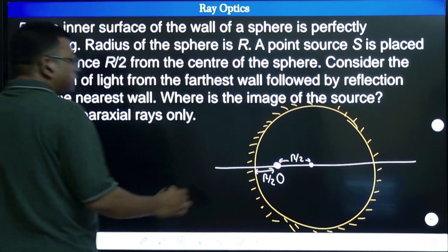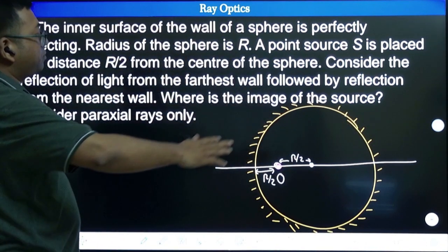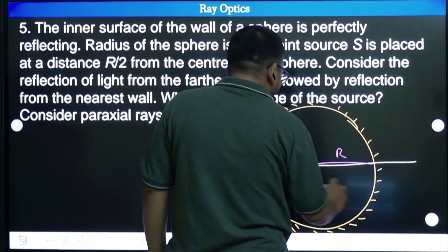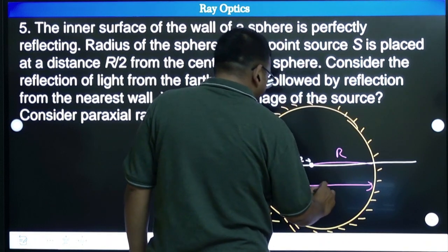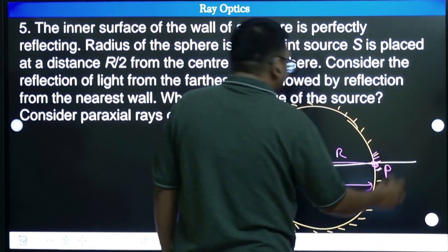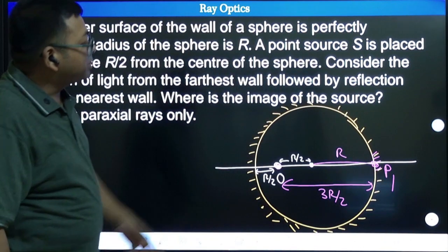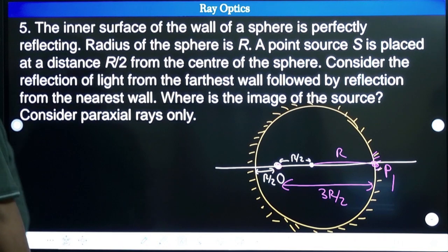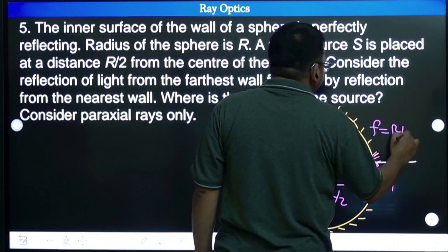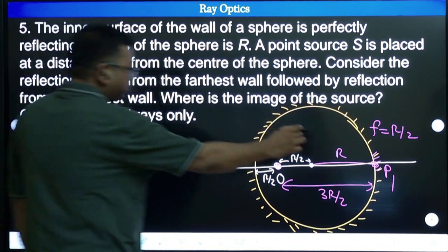Now do the calculation. They are saying that first the rays will go and hit the farther surface. This distance is r, right? So the distance of the object from here will become r plus r by 2, which is 3r by 2. Consider this as the pole P, and let us call this pole 1. First consider reflection from that surface and tell me where the image will be formed. The radius of curvature is r, so the focal length will be r by 2.